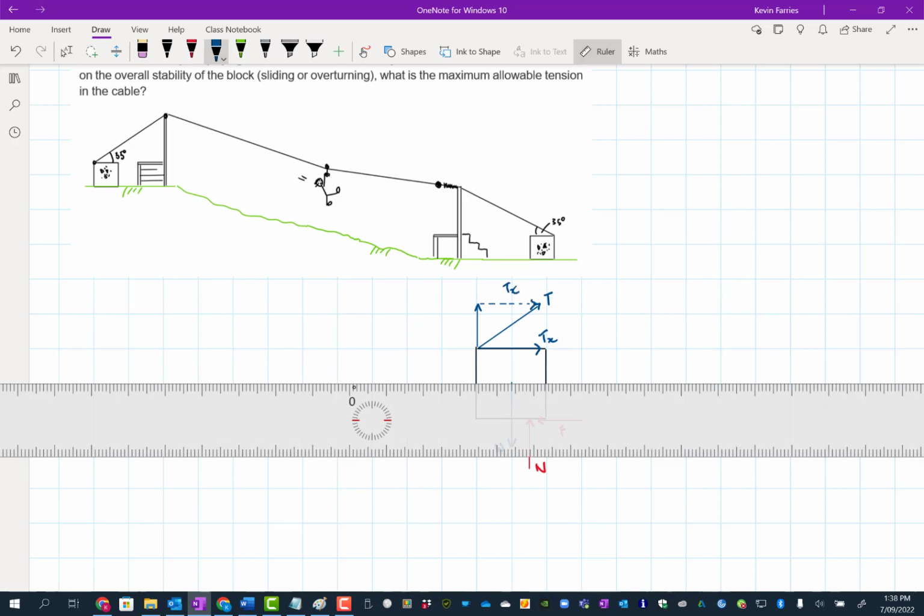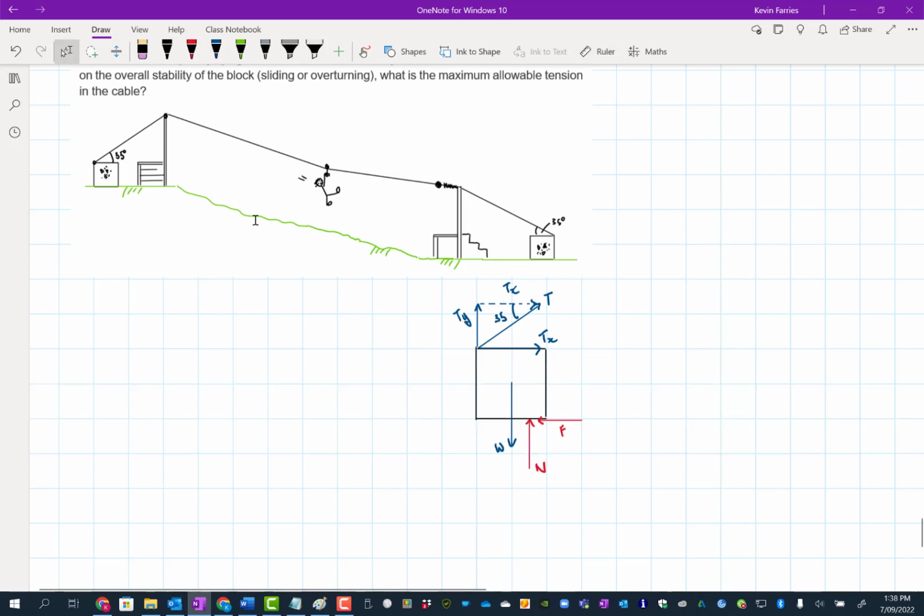Tx. Now we know this angle's 35, so we'll use the Z rule, so that angle up here will be 35. And this is Ty. So then what can we figure out? We're trying to find the maximum tension. Let's just figure this out, see where we get to. I'll just write it down now. So Tx is going to be T cos 35, and Ty is going to be T sine 35.